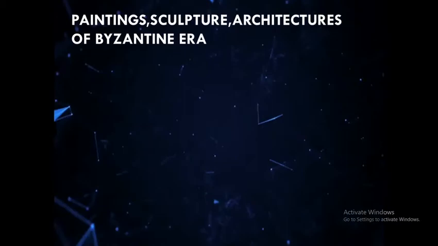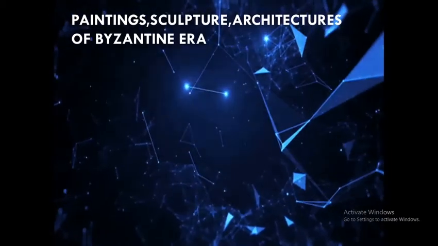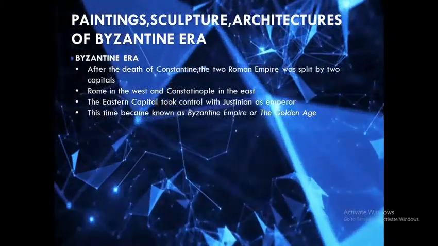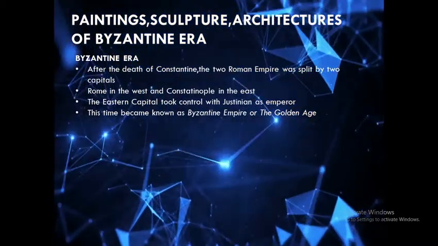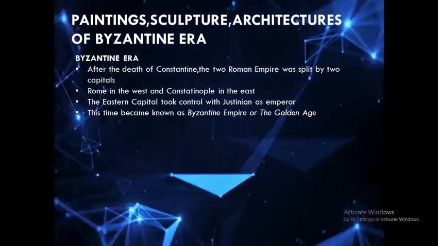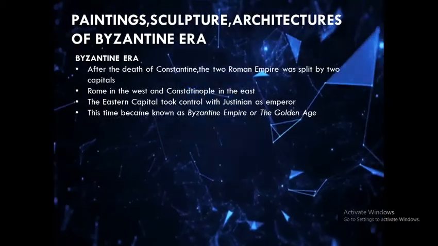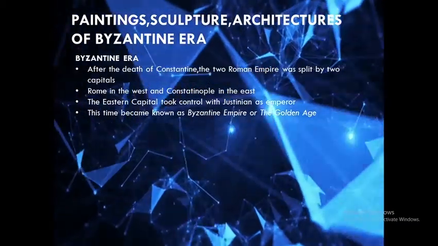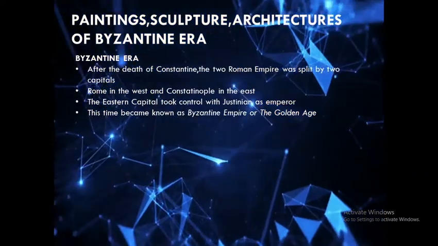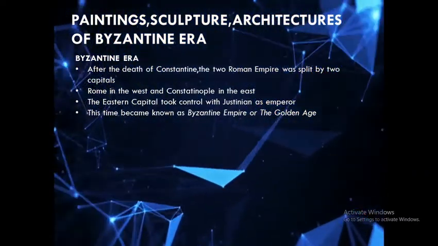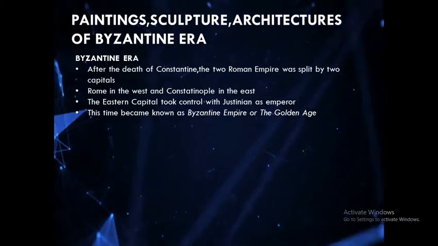Paintings, sculpture, and architecture of the Byzantine era. After the death of Constantine, the Roman Empire was split between two capitals, Rome in the west and Constantinople in the east. The eastern capital took control with Justinian as emperor. This time became known as the Byzantine Empire or the Golden Age.